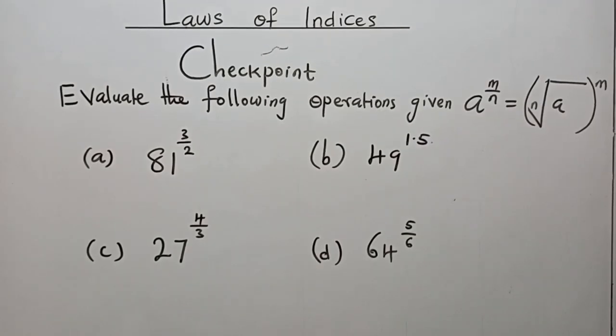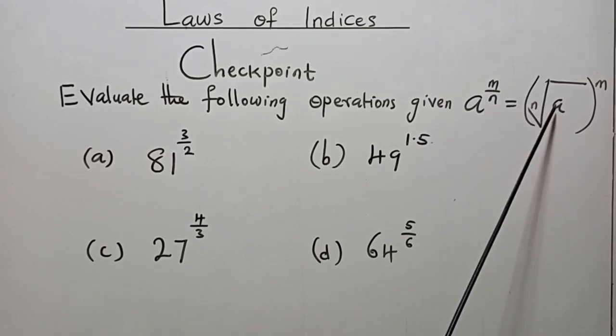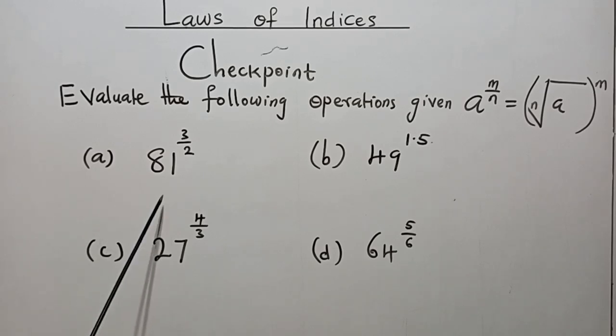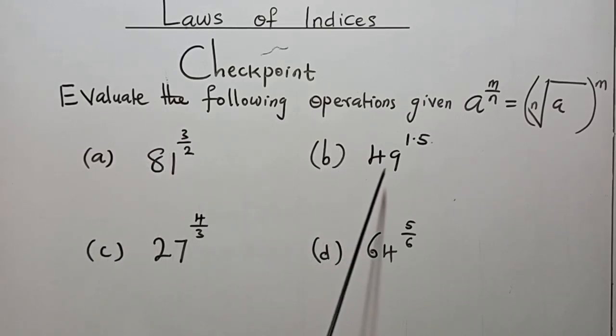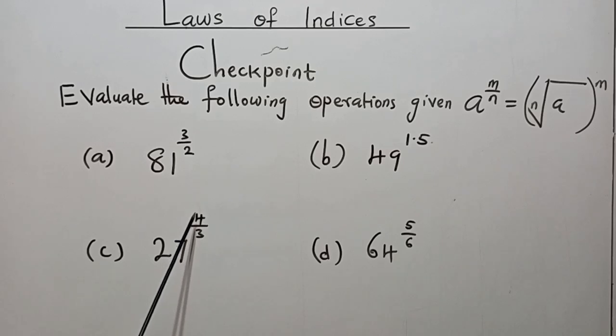And this is checkpoint. It says evaluate the following operations given that a to the power m/n is equal to the nth root of a all to the power m. The first one says 81 raised to the power 3/2. That's number A. And number B says 49 raised to the power 1.5. Number C says 27 raised to the power 4/3. The last one, and that's number D, is 64 raised to the power 5/6.